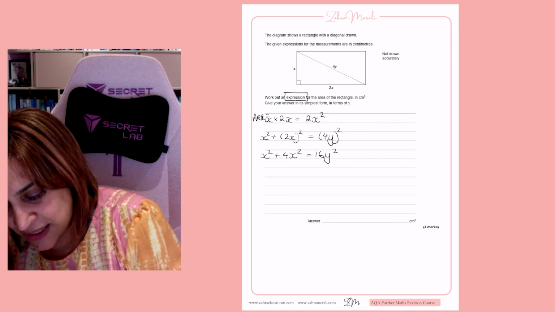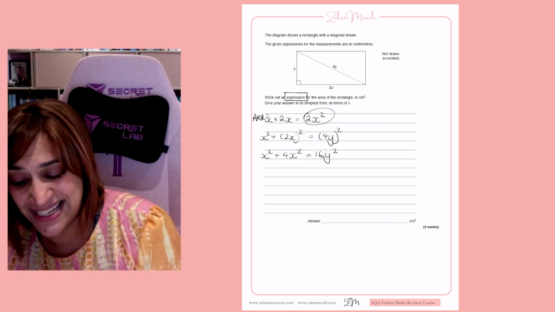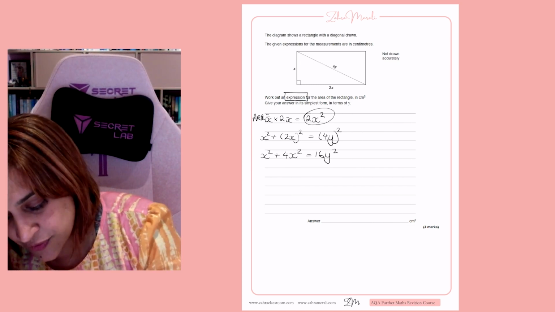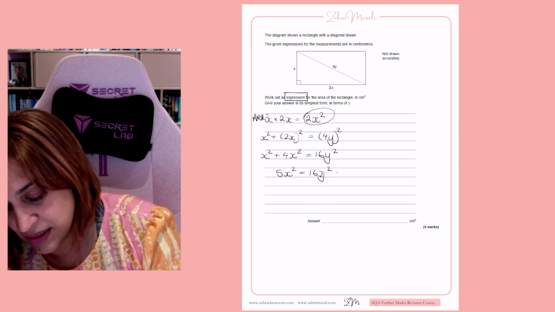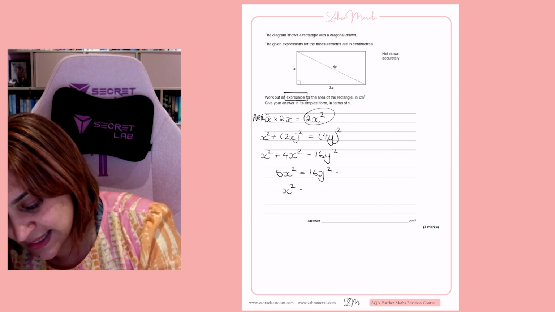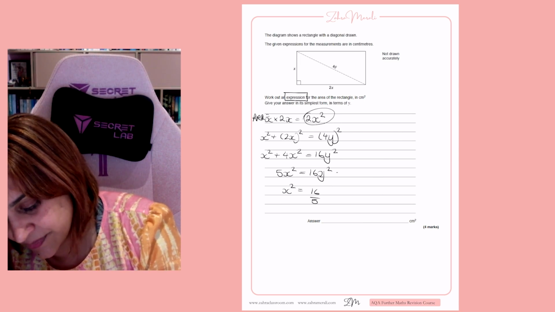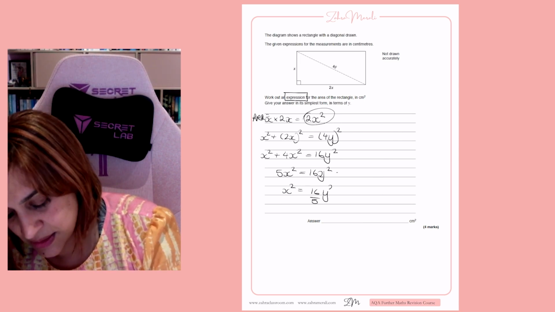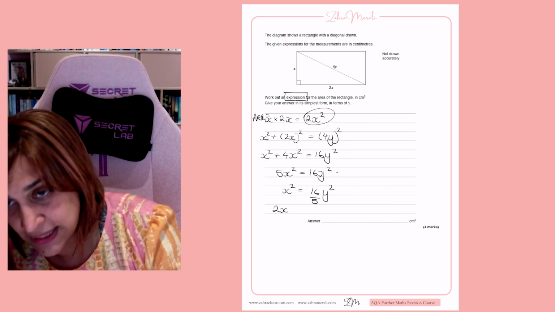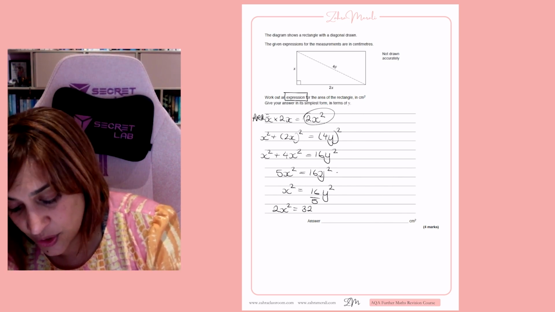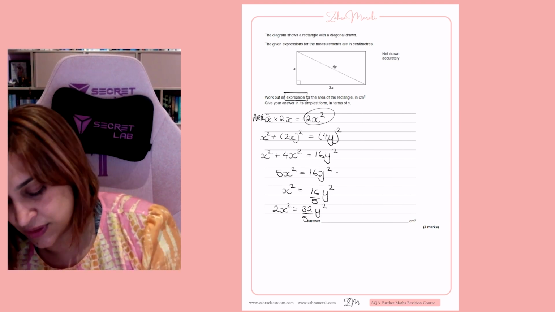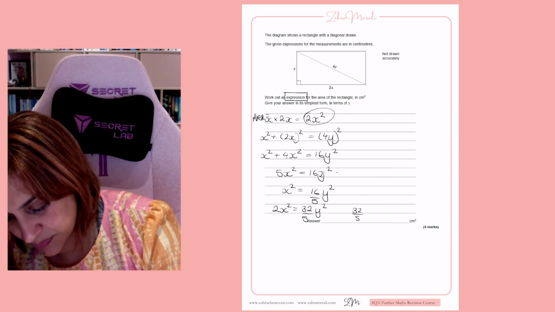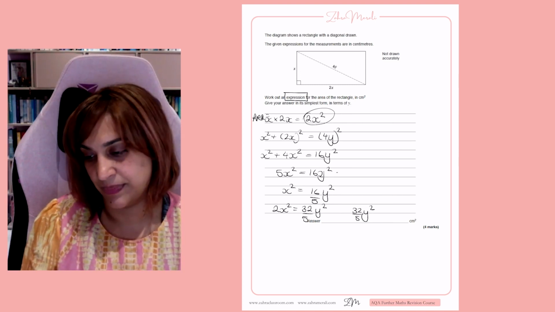Now we want to find out what 2x squared is in terms of y. So we've got 5x squared is 16y squared. x squared is 16 over 5 y squared. Therefore 2x squared is 32 over 5 y squared. And that would be our answer. Okay, next question.